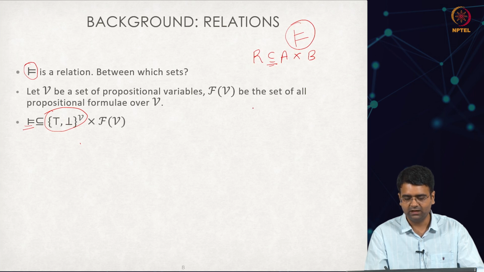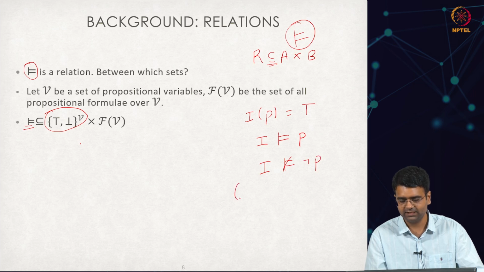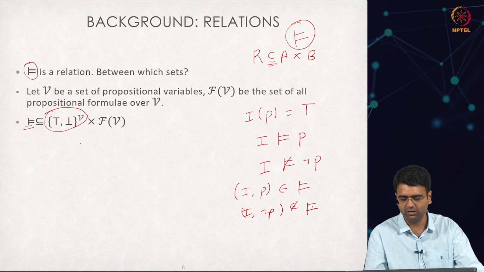So for example, if you take the interpretation I which assigns P the truth value true, then this I is a model of the propositional logic formula P, but I is not a model of the propositional formula not of P. So again, thinking about it in terms of relations, you can say that I and the formula P, this particular tuple, belongs to this relation, but I and not of P does not belong to this relation, because I is not a model of not of P, because under I, P evaluates to true.